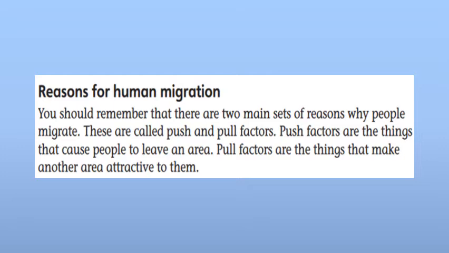They are called push and pull factors. Push factors are the reasons that actually force the people to migrate from one area to another area. The push factors force the people to leave an area, whereas the pull factors are the reasons that attract the people from other countries to come into a certain area. So push factors are forcing the people to leave, and pull factors are the factors that invite the people to come. These are the two major types of reasons that people migrate from one area to another area.